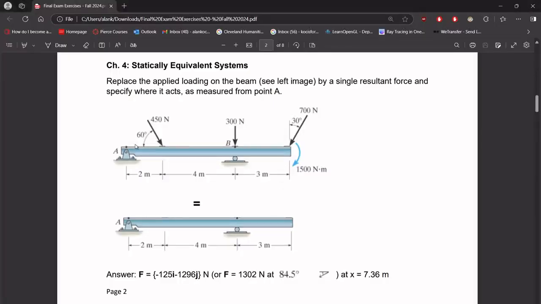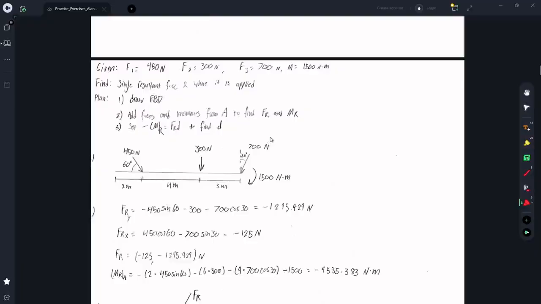So for this problem, we're given these 3 forces, 450 newtons, 300 newtons, and 700 newtons that act along this beam, and we are asked to find a single resultant force and where it acts. So to do this, first we're going to draw an FBD like always, and then we can sum together all the forces in the x and y directions to solve for FR, the resultant force.